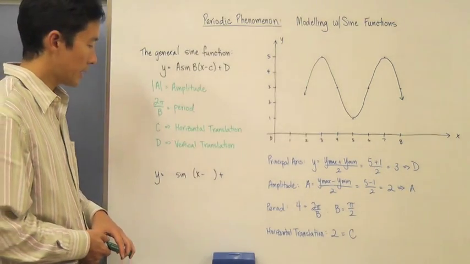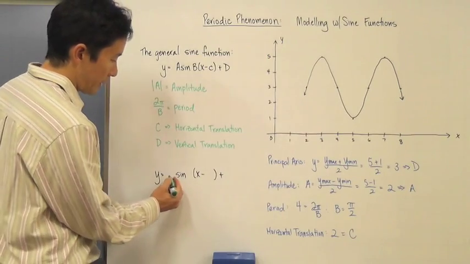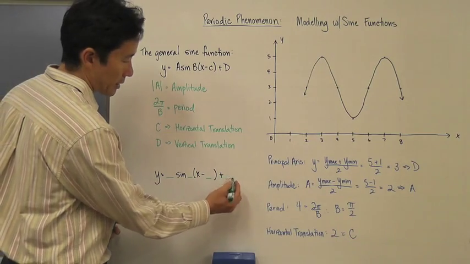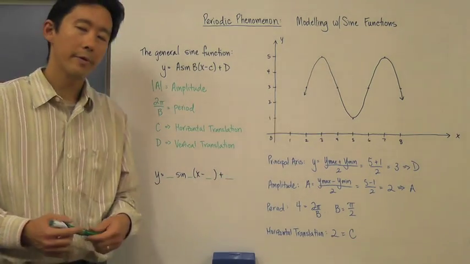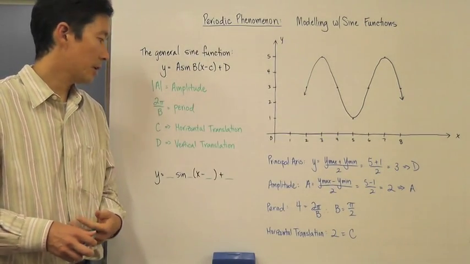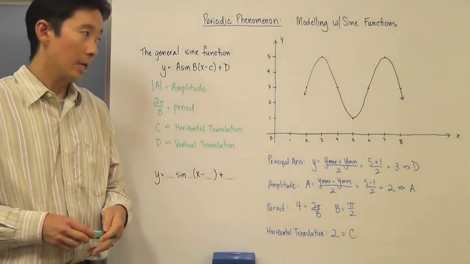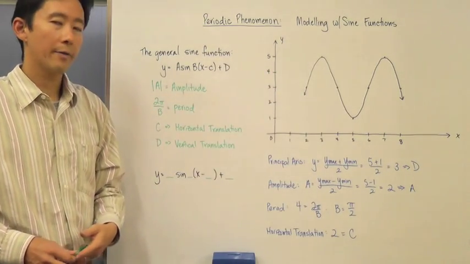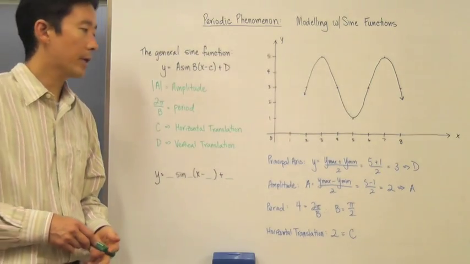So what that means is that if I fill in this spot, that spot, that spot, and that spot with parameter values, then you've established a particular sine function equation, which will hopefully model this particular graph. Okay, so let's take a look at how we can do this.